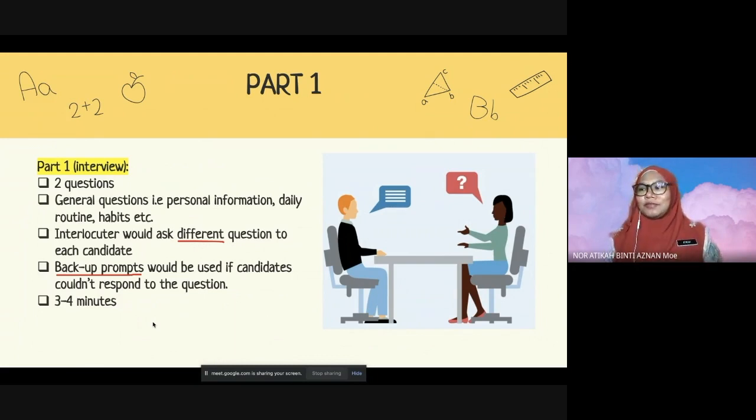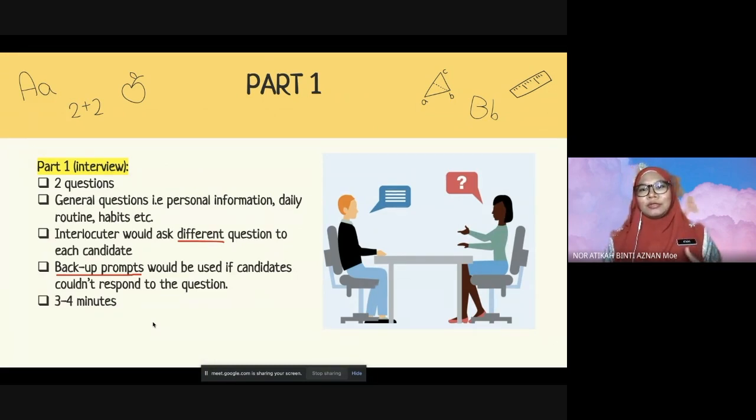And if the candidates fail to respond to the question, the interlocutor will use backup prompts, which is the interlocutor will ask the question differently. Contohnya ditanya nama kan, "What is your name?" The candidate failed to respond to it. Maybe, and then the interlocutor will say, "What should I call you? Should I call you?" So something like that.